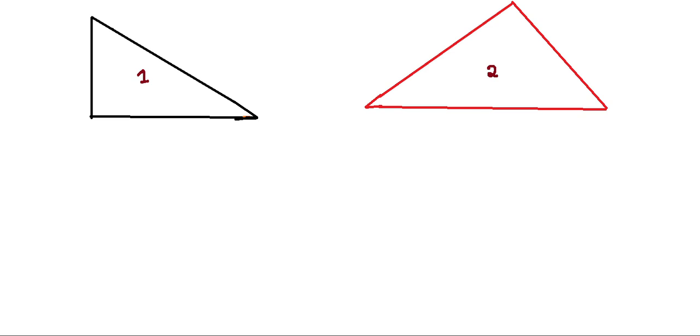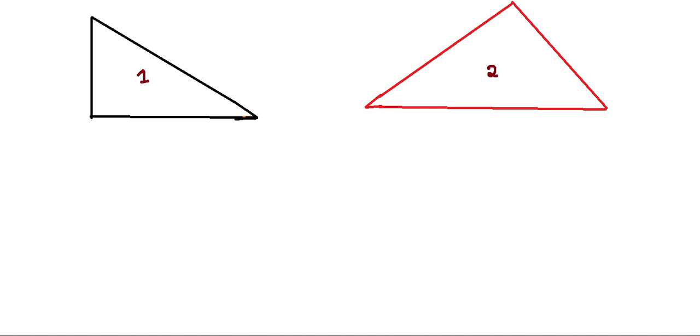Okay, everyone. In front of us, we can see two triangles. Triangle 1 is a right angled triangle, and triangle 2 is a non right angled triangle. Now, most students get confused about what sort of formula should be applied to what sort of triangle.